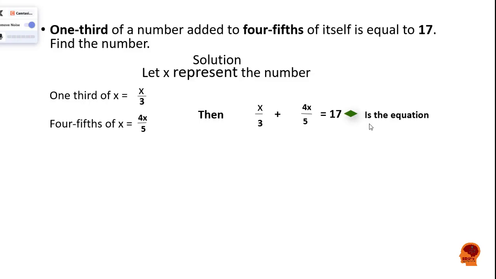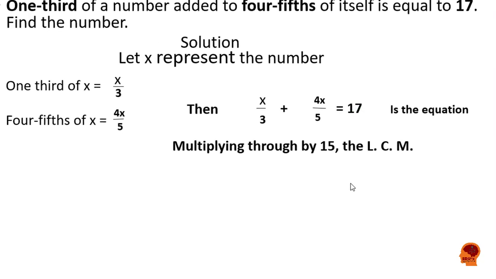Okay, now we are going to look for the LCM of the fractions, and multiply the LCM through both sides. Do not forget, multiply through by 15, the LCM. The LCM is 15, so we're going to multiply 15 by both sides. 15 multiplied by x over 3. We're also going to multiply 15 by this side and 15 by this side.